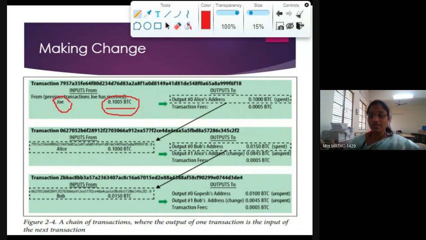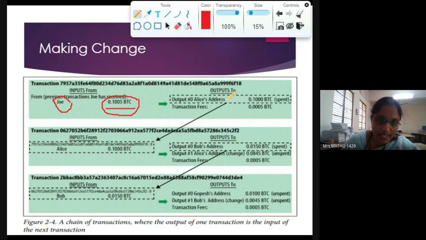But we should know that we cannot send the entire amount to the person. We need to also pay the transaction fees, and the transaction fees will also be taken from your account. So to Alice's address only 0.1 Bitcoin is sent, and the remaining 0.0005 Bitcoin is used as the transaction fee.